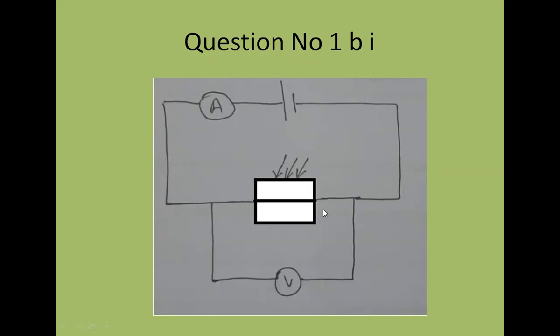Here we have an LDR. LDR is the rectangle, and in the rectangle, we draw a line.